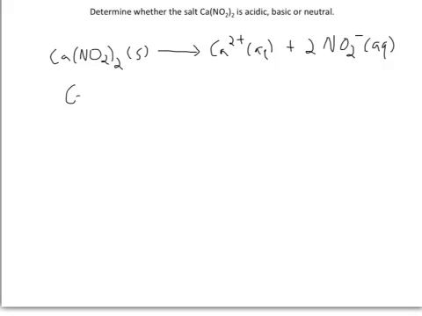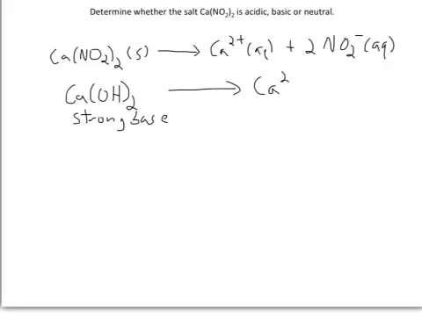So calcium hydroxide, we have to ask ourselves, is that a strong base or a weak base? This is one of the 8 strong bases. So calcium hydroxide is a strong base. That means that calcium 2+ is neutral.